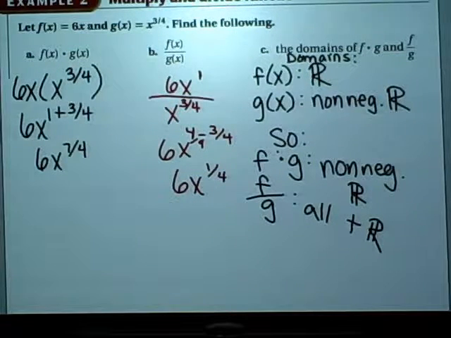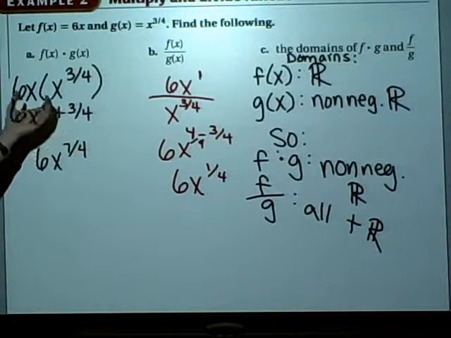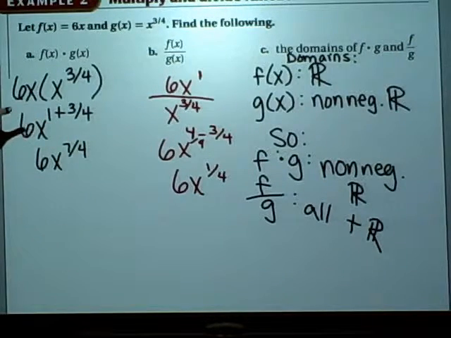Alright guys, take a look at A there. We are multiplying f of x and g of x. We take them quite literally as they are, and we add those exponents.